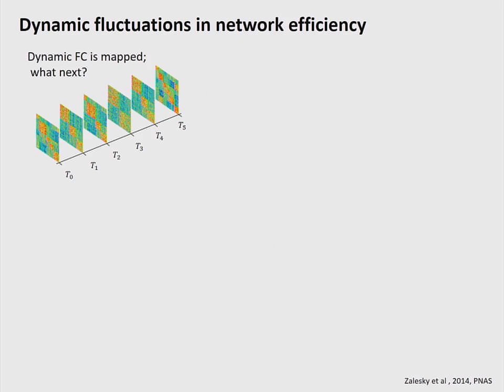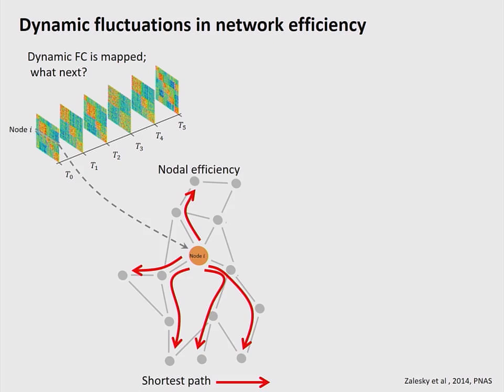So you may ask, once we've mapped our connectivity matrices as a function of time, what can we do next? How can we use this information to understand brain network organization, the dynamics of brain network organization? So one approach is to use graph theory. We can use network measures to characterize behavior as a function of time. So this is one very simple measure. It's referred to as nodal efficiency. This can be computed on a per node basis, and it essentially tells us how well a particular node is integrated with the other nodes in its network. In essence, this is the shortest path from the node of interest to all other nodes.